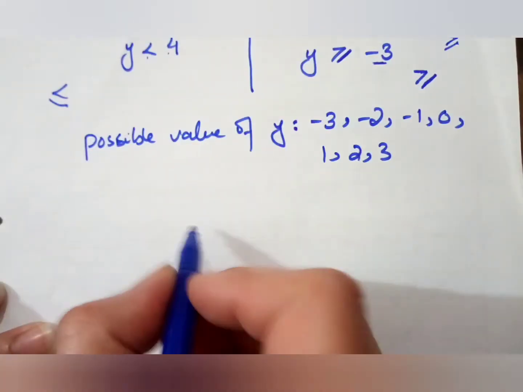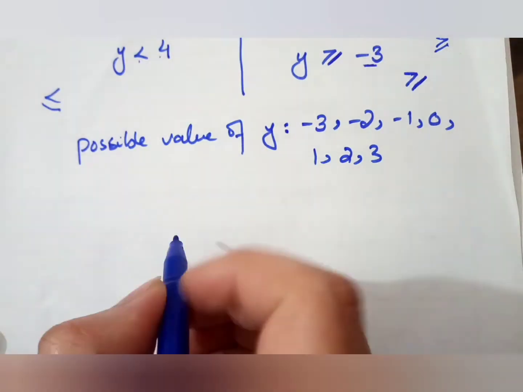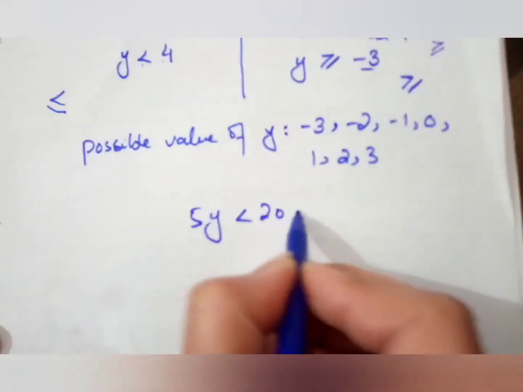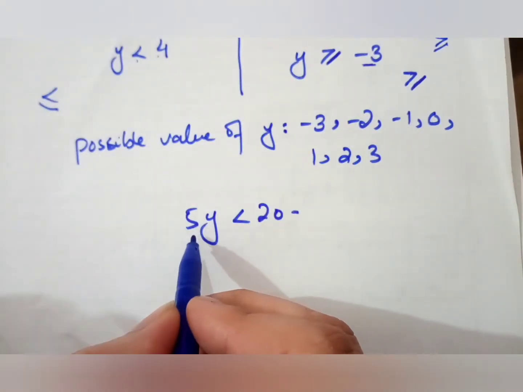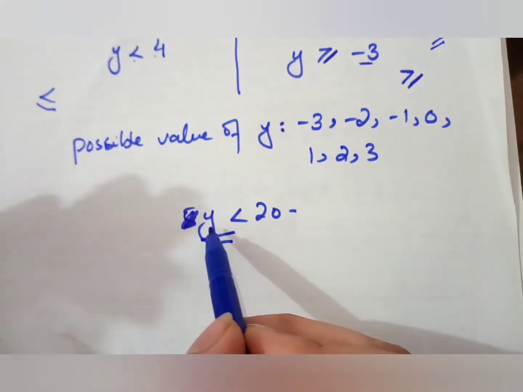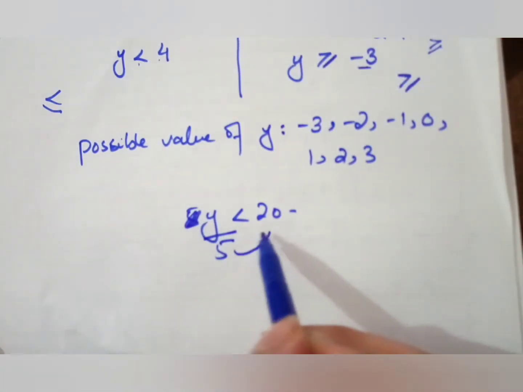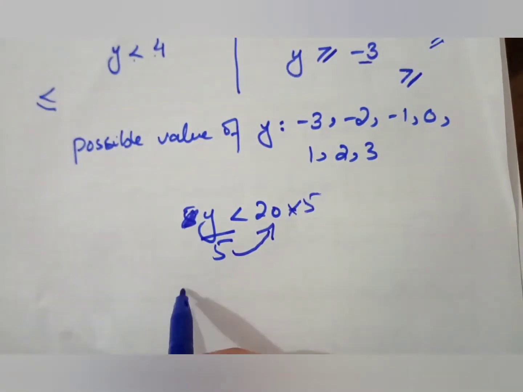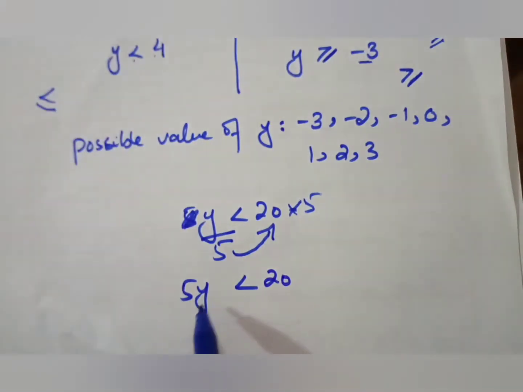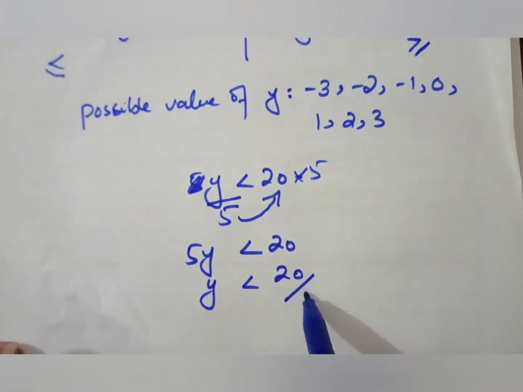Keep one thing in mind, whenever terms shift from one side of the equation to the other. Suppose I take the 5 in 5y. If 5 is in division, in the denominator, y is divided by 5, and when I shift it to the other side it goes into multiplication. Similarly, in the question we have the constant 5 multiplied with y, so when we shift it to the other side of the inequality sign, it moves into the denominator.